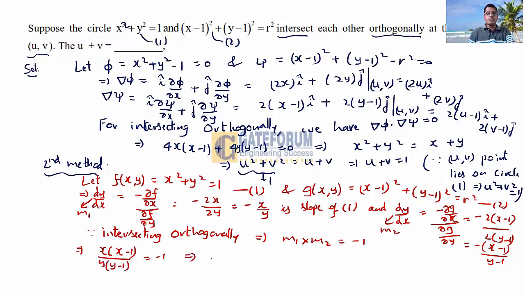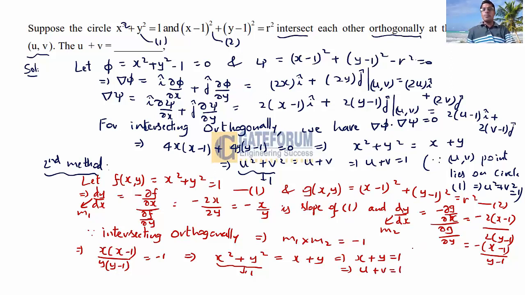This simplifies to x square plus y square is equal to x plus y. So, this is already given as 1, which implies x plus y is equal to 1. So, that means u plus v is equal to 1, because u comma v is the point of intersection.